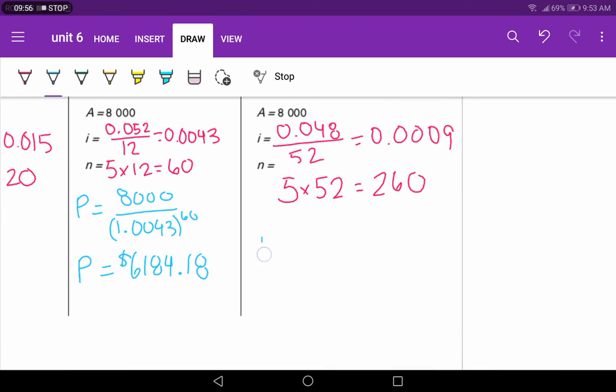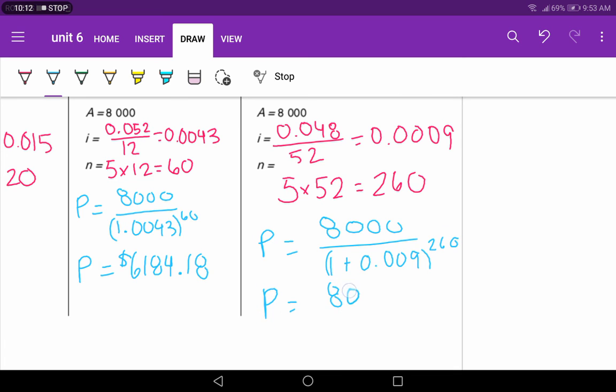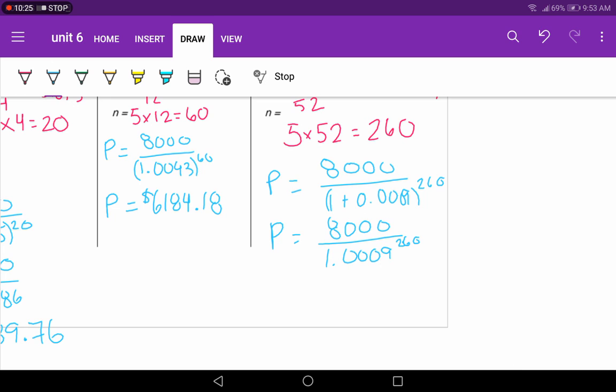All right. So again, just subbing into our equation. 8,000 on the top. On the bottom, we have 1 plus the decimal, all to the power of 260. 8,000 divided by 1.0009 to the power of 260. I have to redo this because I had the wrong number. To the power of 260. I'll write out all the steps for you. 1.2635. Means that our P is $6,331.56.